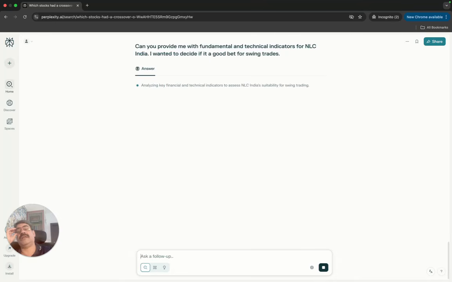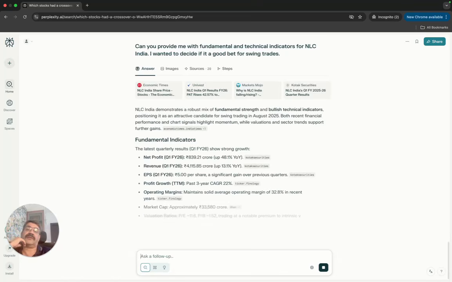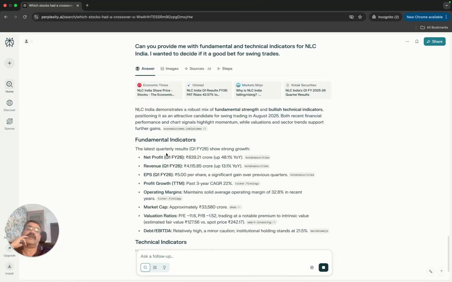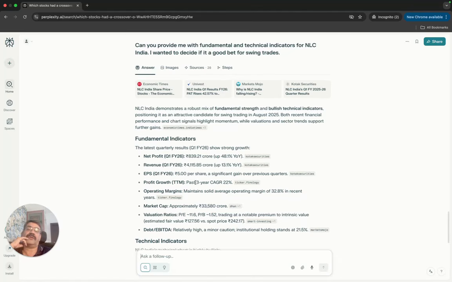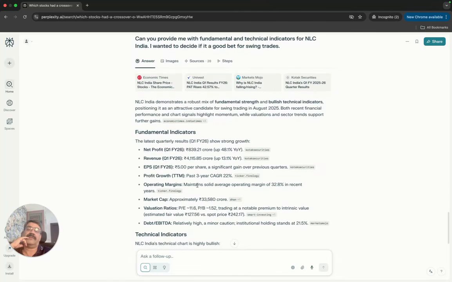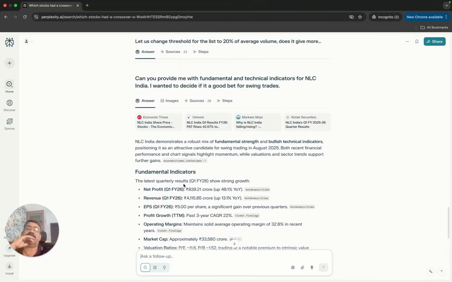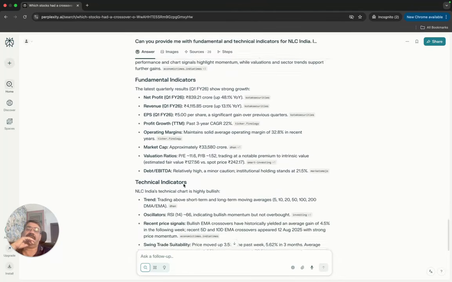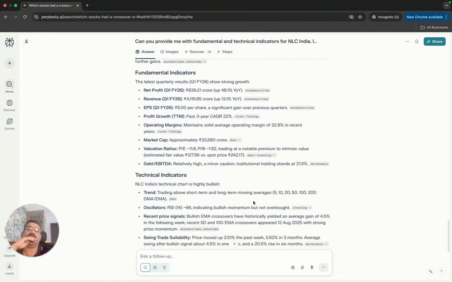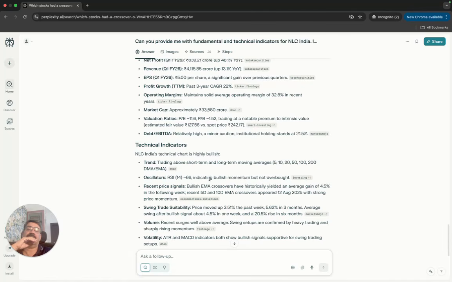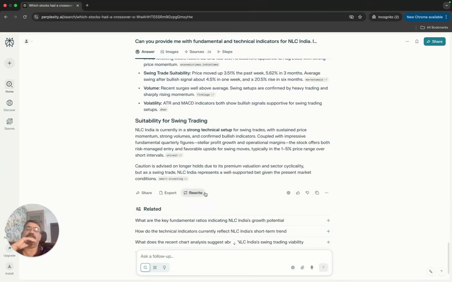Now this is a very high level kind of prompt, but now it goes to the next level, tries to get you information that yes, net profit has gone up by 48.1%, revenue is up by 13.1%, EPS is pretty good, profit growth is also looking at CAGR, maintains also. It looks like a perfect company for trend trading. The short term and long term moving averages are pretty good, indicating bullish momentum but not overbought. So all the things are good about NLC India.